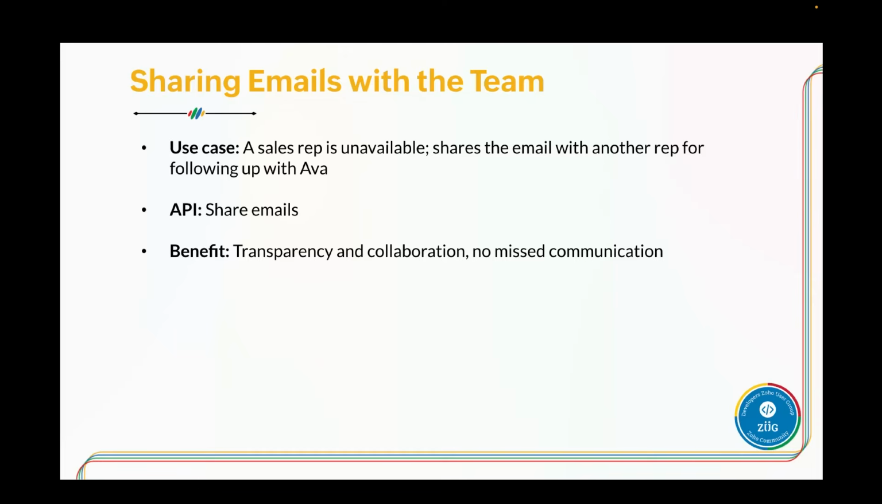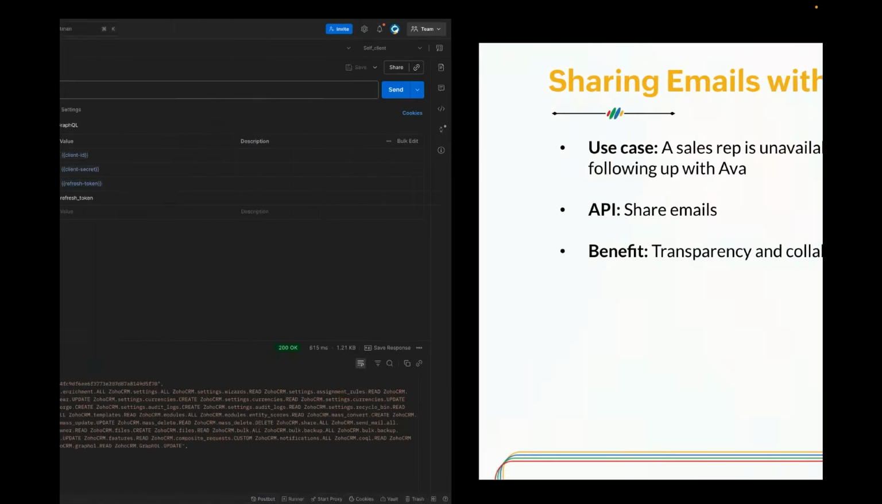So instead of forwarding individual messages or pasting them into chat, I'm going to use the Share Emails API. With a single call, I can grant Shailaja and anybody who has access to that particular record access to these emails right inside Zoho CRM. She'll see the entire conversation history exactly as it happened, in the same formatting, all the attachments and timestamps, everything, so she can get up to speed in minutes. I'll show you how this is done using Postman.